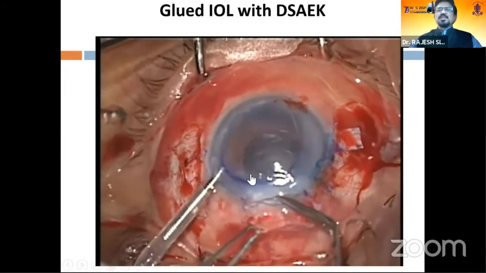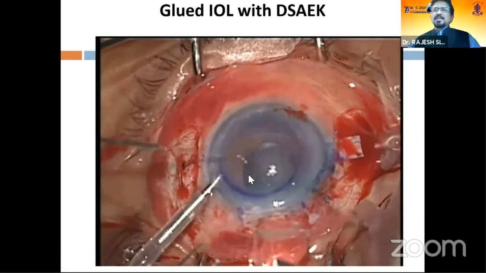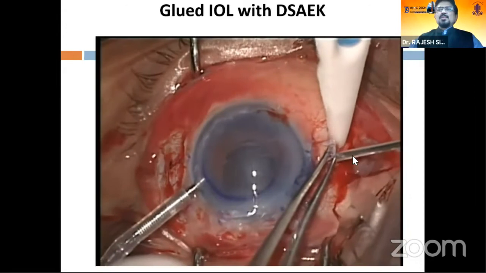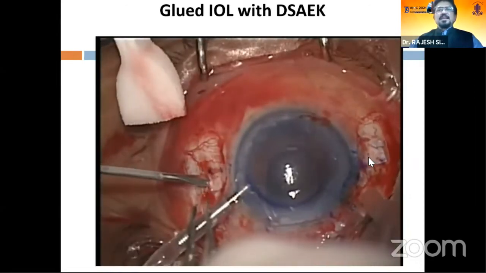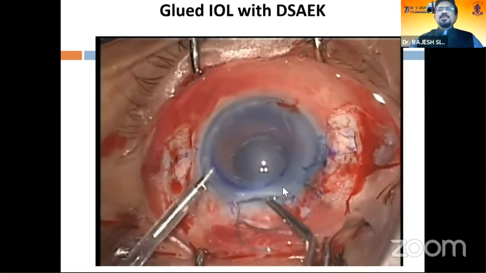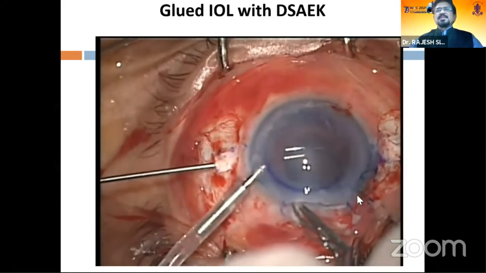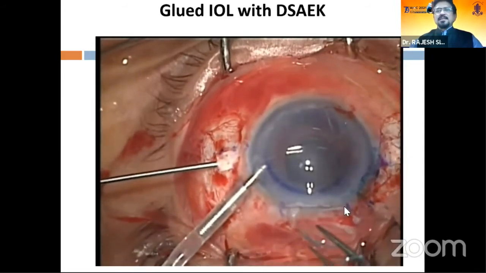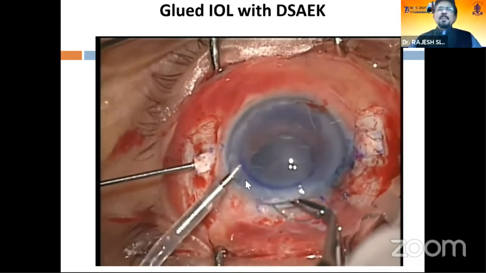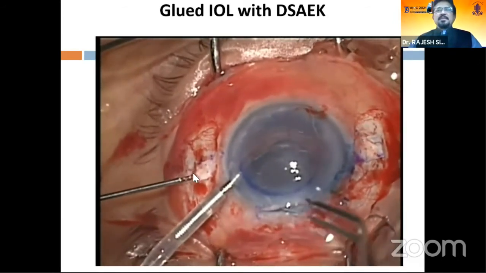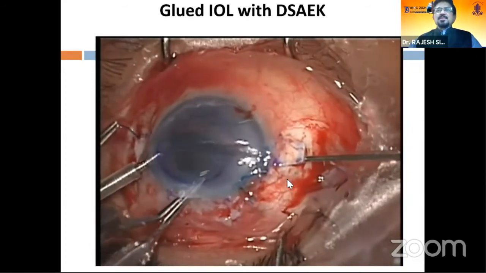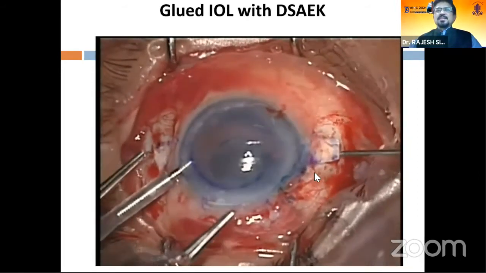This is an AC IOL which was touching the endothelium at some places, and it was very close to the endothelium at some other place. So a stab incision is being placed at the scleral bed, and then a multi-piece IOL is being introduced. Since the incision is large, I don't have to fold it. Otherwise, if it's a small incision, I will use an injector. Tip of the haptic is held with a lens fixing forceps, and then it's exteriorized. And then the second tip is also exteriorized on to the other side.